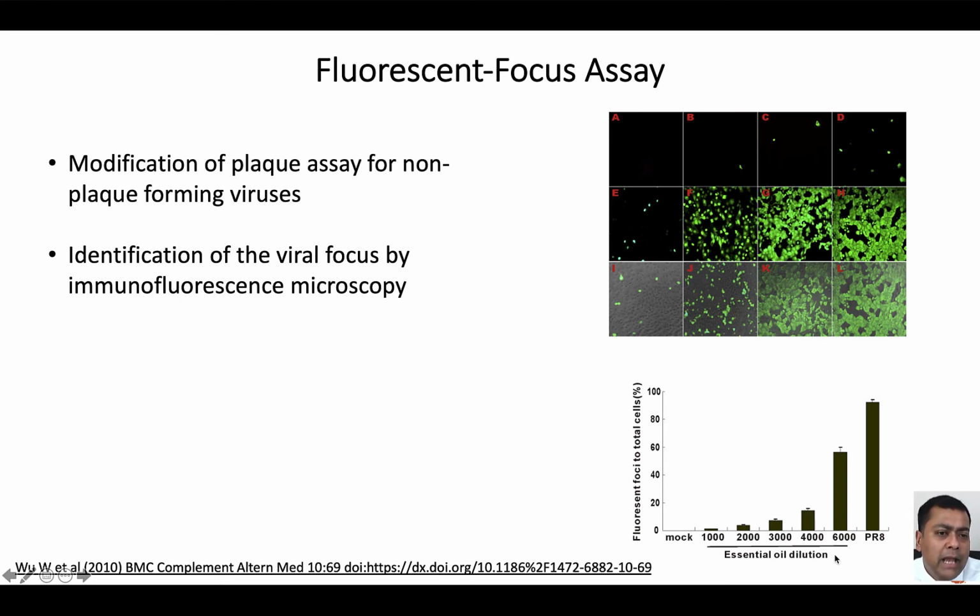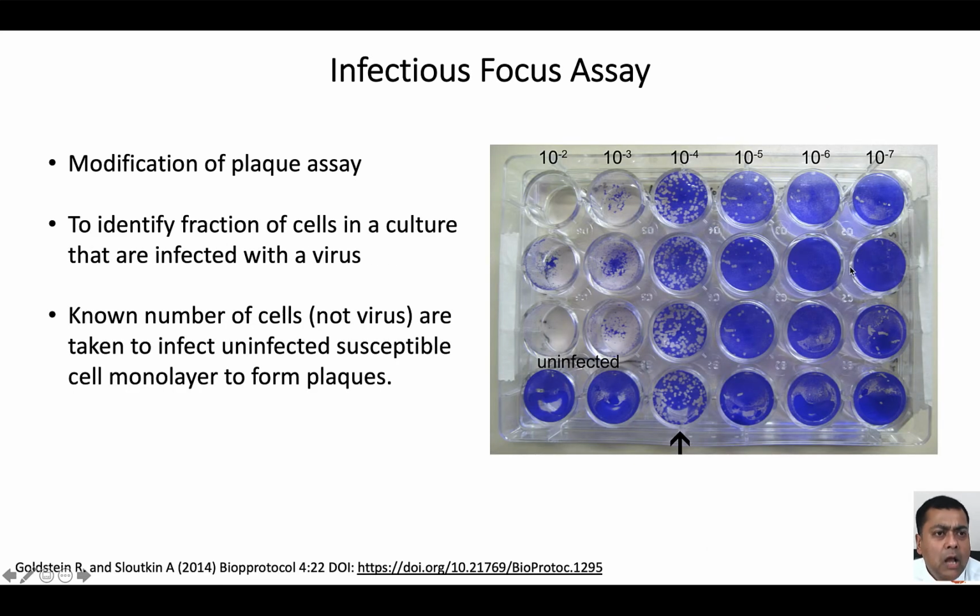And here we are looking at the dilution, and here you are looking at the fluorescence of the basal cells. So that's basically you're measuring in an arbitrary unit. You're just measuring the fluorescence. This is the fluorescence focus assay. On the other hand, this is an assay which we call an infectious focus assay.